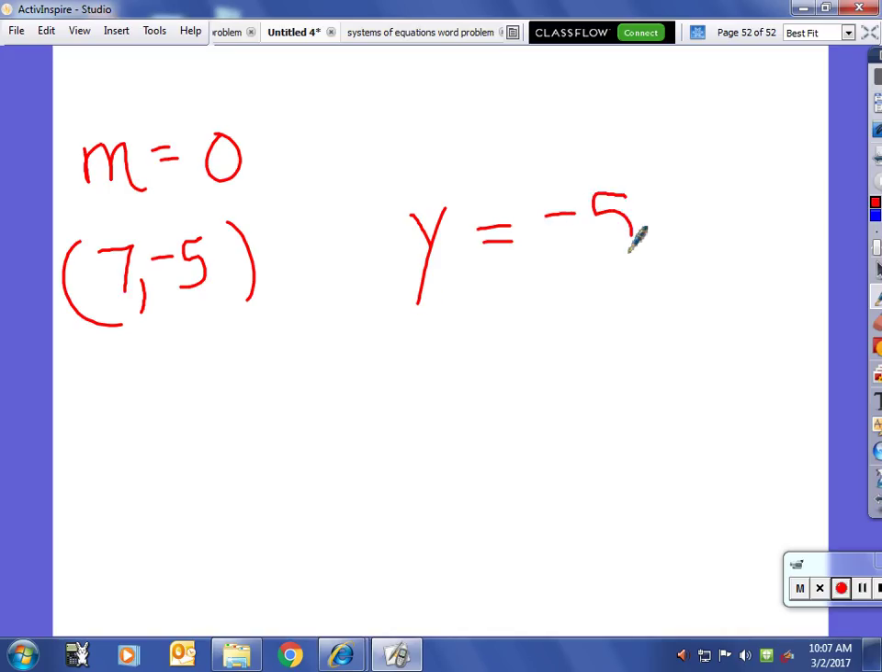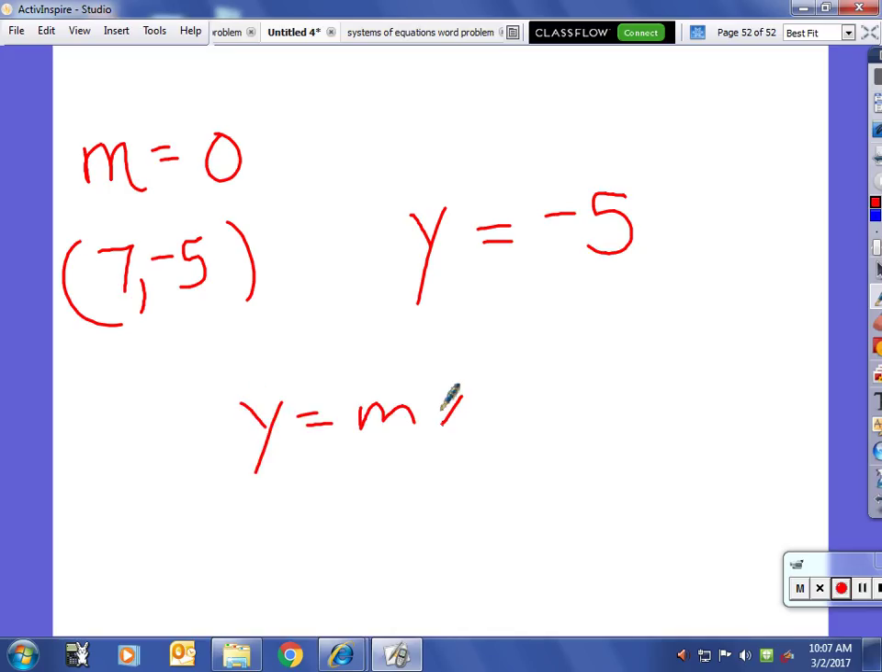Y equals negative 5. I still have kids missing this one, and this one bothers me for a couple of reasons. First of all, we've been over it and over it. Second of all, when you see a slope of 0, you should automatically think horizontal line. All horizontal lines are y equals a number, and all you need is one y number, and the y number I was given is negative 5. Third of all, if you didn't know that, then do the math.